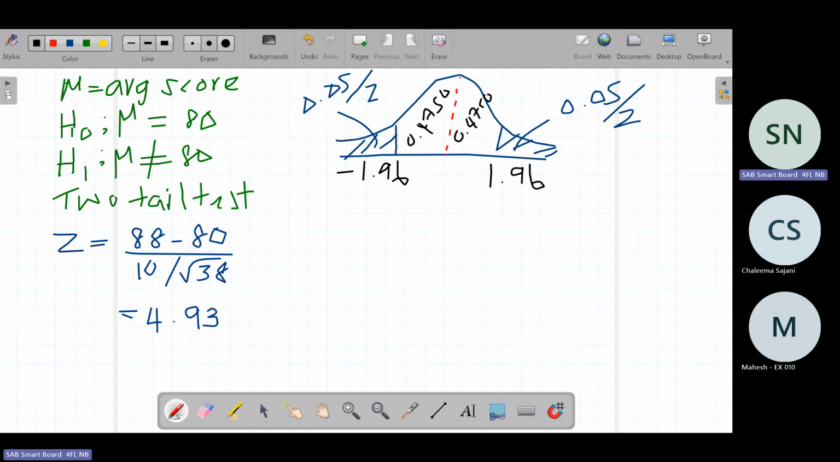Okay, then here the decision: test statistic 4.93 has fallen into the rejection region. Therefore, we can reject the H0 at 5% level of significance. Here you should write the 5%, not the 2.5. Okay, then what is the conclusion? H0 is rejected, it means we can accept the H1. We have enough evidence to conclude that the average test score will change at 5% level of significance.